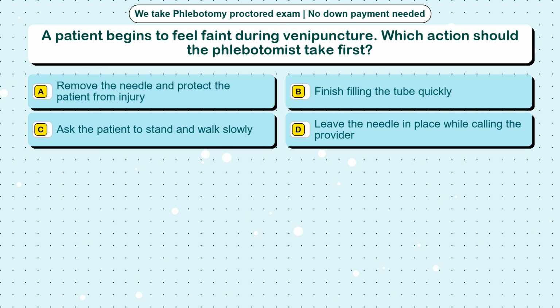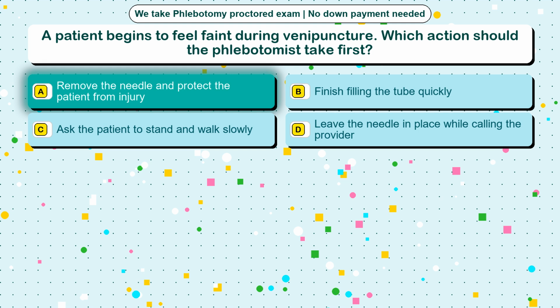Question 63. A patient begins to feel faint during venipuncture. Which action should the phlebotomist take first? Option A. Remove the needle and protect the patient from injury. Option B. Finish filling the tube quickly. Option C. Ask the patient to stand and walk slowly. Option D. Leave the needle in place while calling the provider.